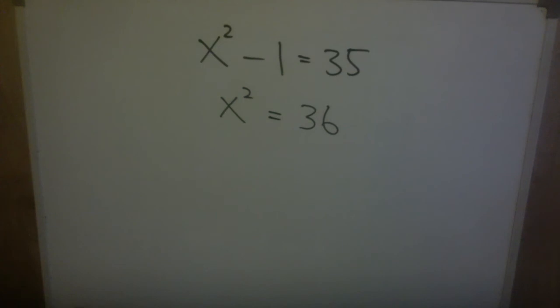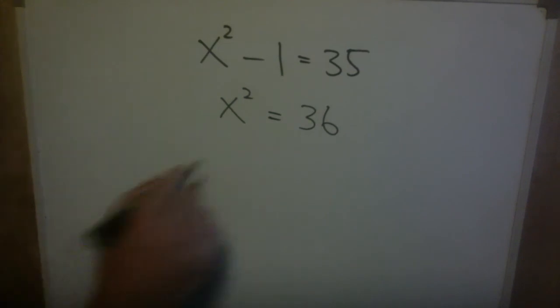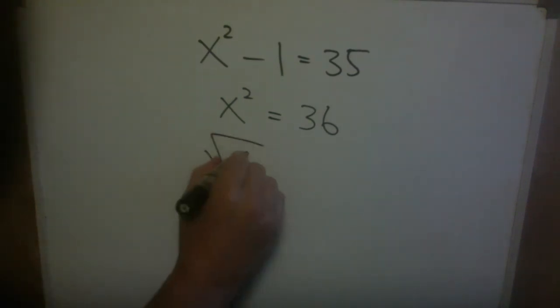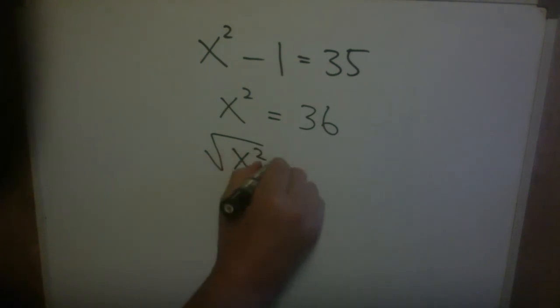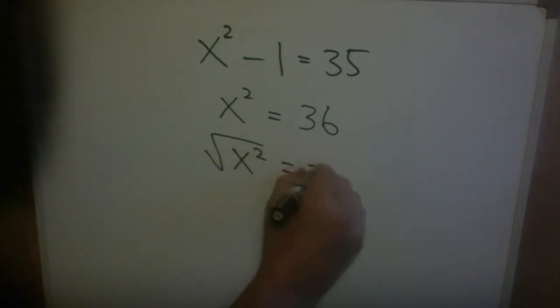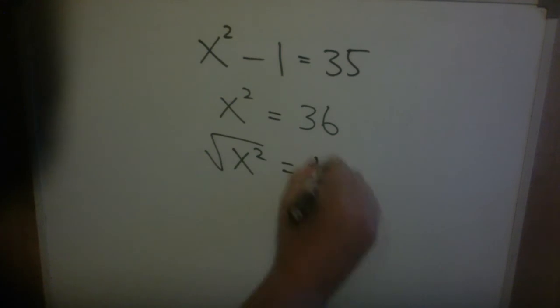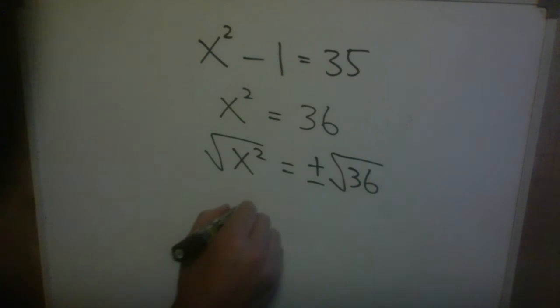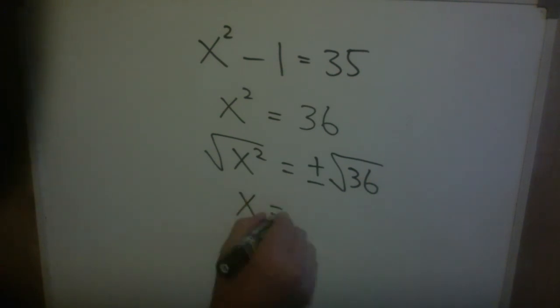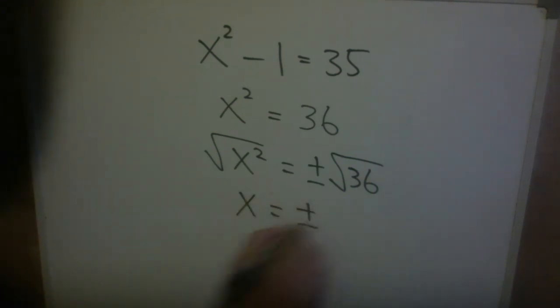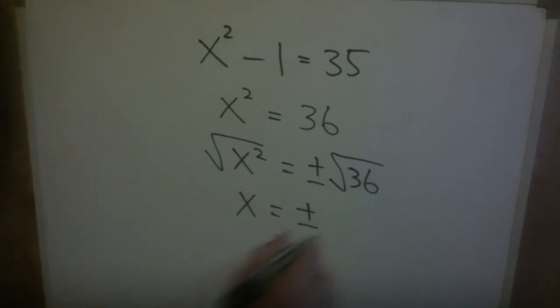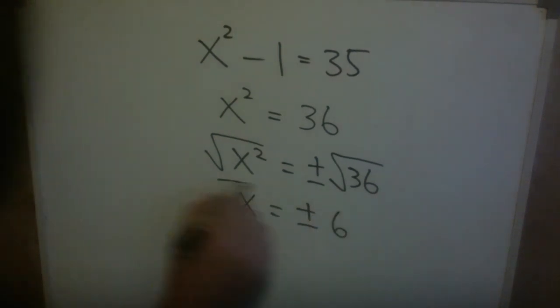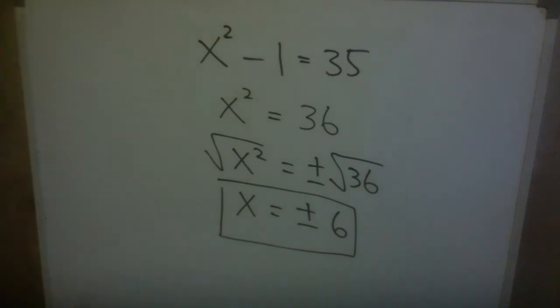Now all the x's are on the left-hand side and all the numbers on the right-hand side, so you can take square roots of both sides, and you get a positive and a negative. The square root of 36: the left-hand side is just x equals positive and negative square root of 36, and the square root of 36 is actually 6. So the answer is x equals positive and negative 6.